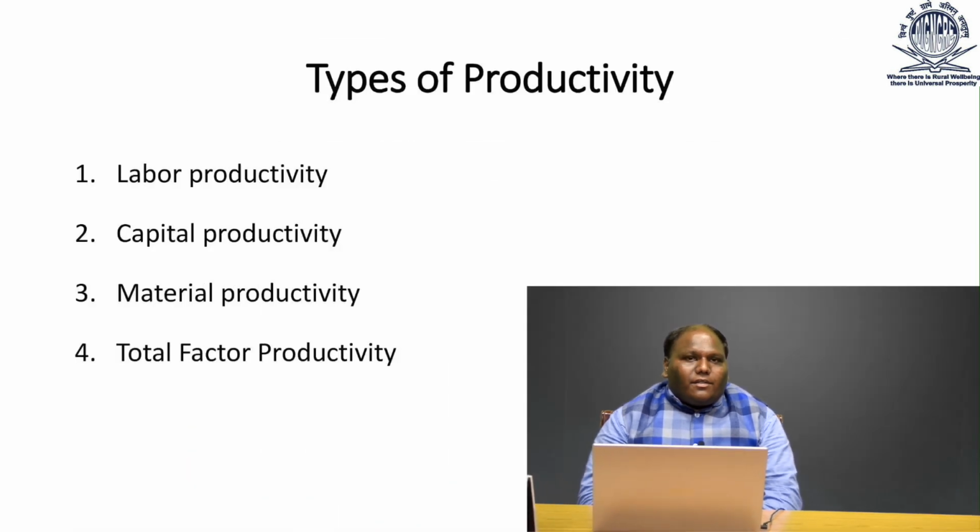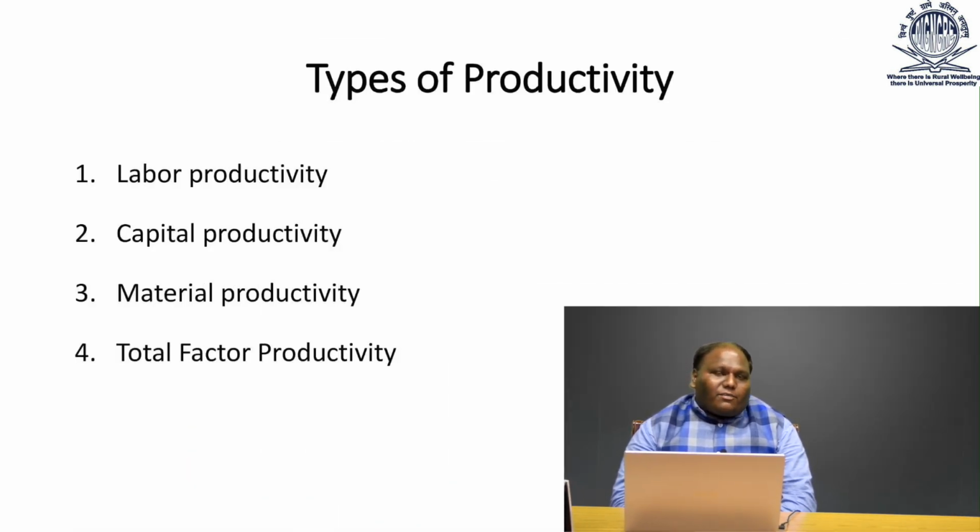And when we talk about the types, there are different types of productivity which we are trying to measure. So what are the various types of productivity? We have 4 types of productivity which are mentioned here. One is labor based productivity, capital productivity, material productivity, and total factor productivity. So what is happening in these 4 types of productivity?